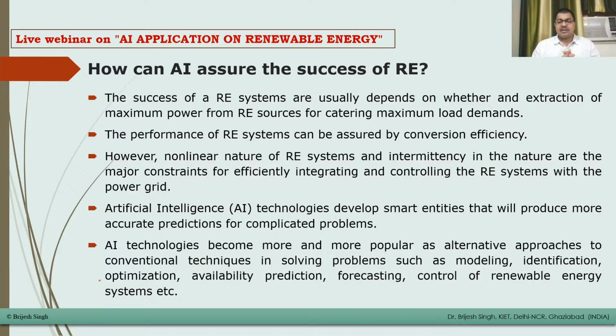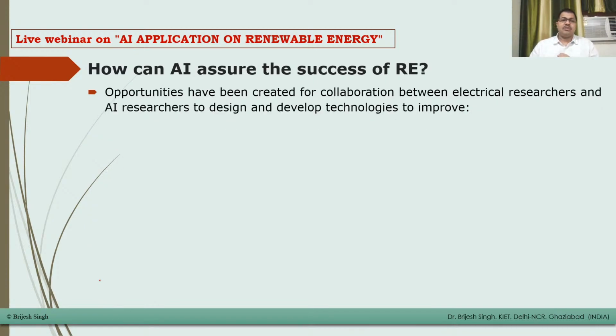AI means easily handling the problems related to renewable energy, and it will be a cause of the success of renewable energy. Next, opportunities have been created for collaboration between electrical researchers and AI researchers. Now the previous slide was based on the technical aspect. Here, this is how AI assures the success of renewable energy: opportunities have been created for collaboration between electrical researchers and AI researchers to design and develop technologies to improve.